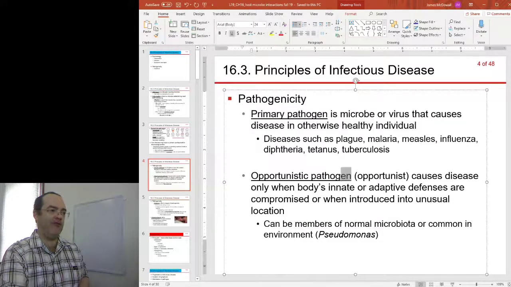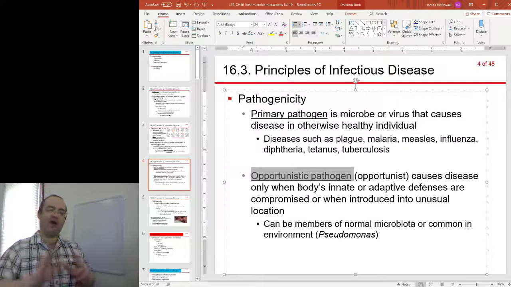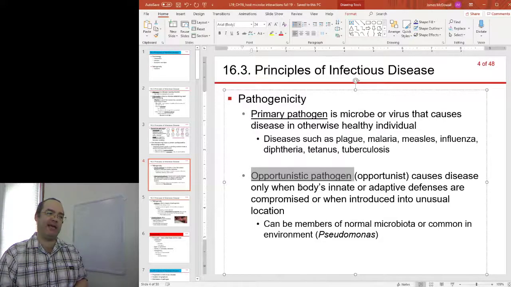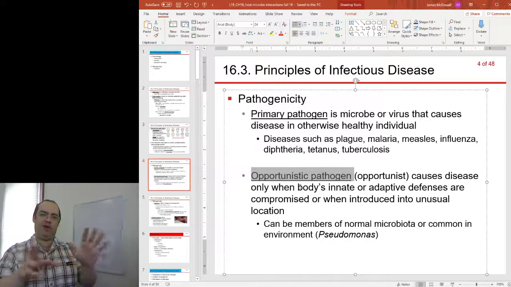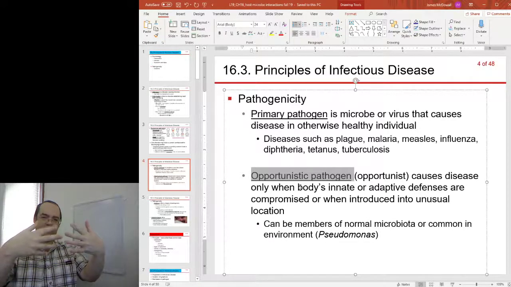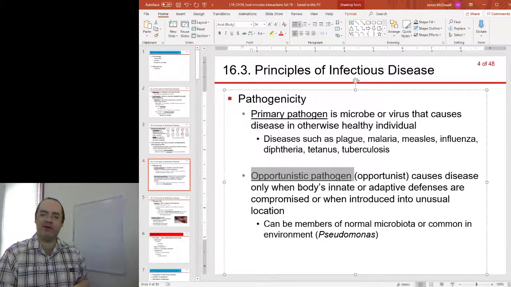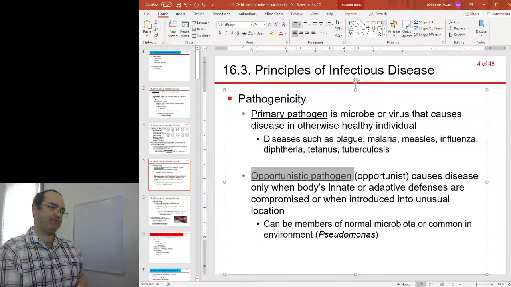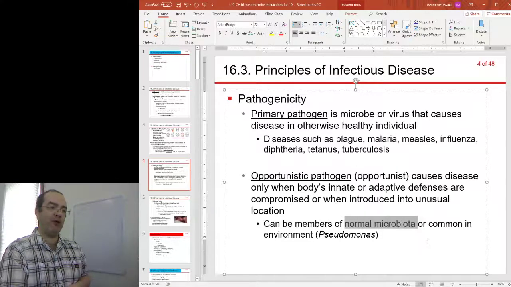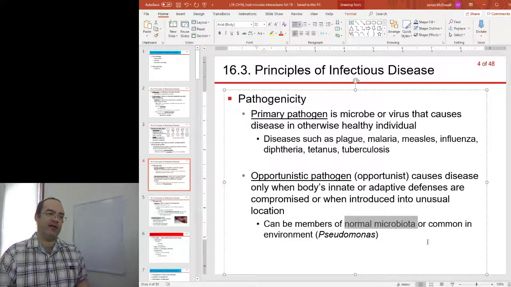And then, kind of riding on their coattails, we have these opportunistic pathogens. They don't have the ability to cause a disease in someone who is healthy, but they can start to cause a problem. They are like the prisoners and the wardens. If the wardens go away, the prisoners break out and they start causing trouble. So these opportunistic microbes might be part of our normal microbiota, or they might be part of the environment.